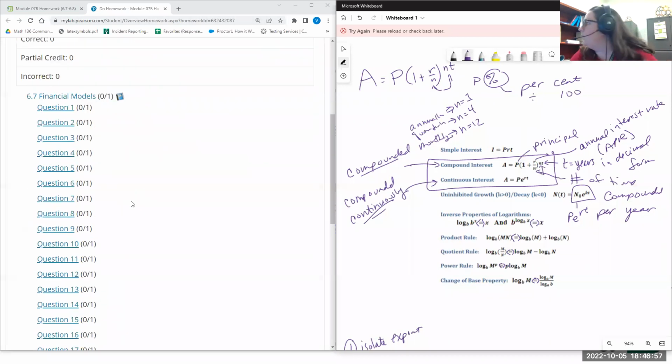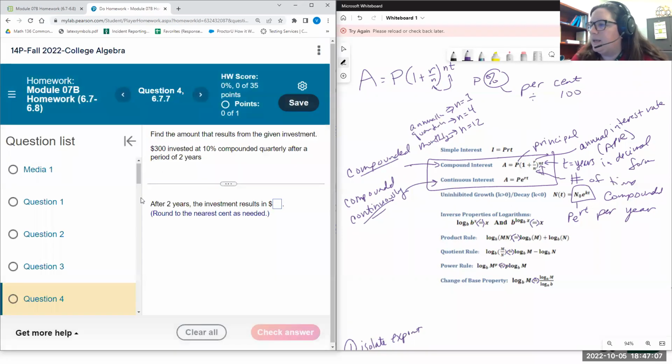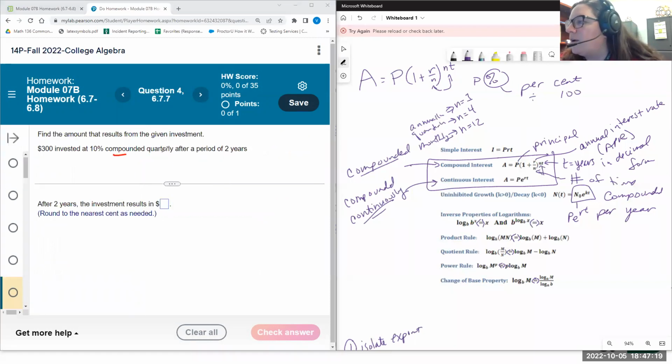So starting with number 4. And some of these I'm just going to set up. Some of them I'll kind of go through the process of putting in the calculator. But this is just a basic, this amount was invested. So just looking at recognizing the pieces of the equation. So this is compounded quarterly.